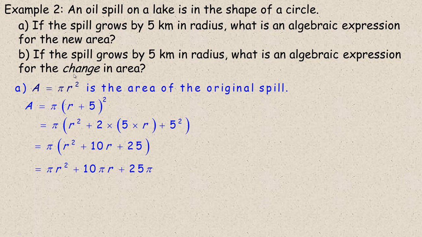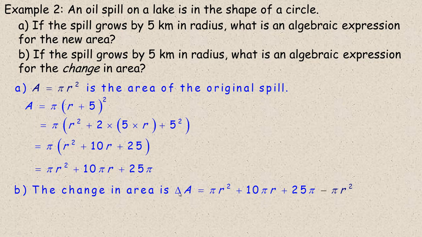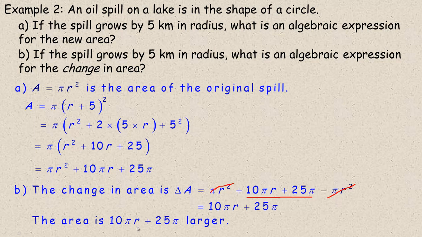To find the change in area, we're really going from what this area was to what this area was. The Greek letter delta is often used to represent change in. Delta area, the change in area, is the new area, this here, minus the original area. The original area is just pi r squared. Notice these pi r squareds are opposites. So the change in area is just 10 pi r plus 25 pi. So the area would be 10 pi r plus 25 pi larger.